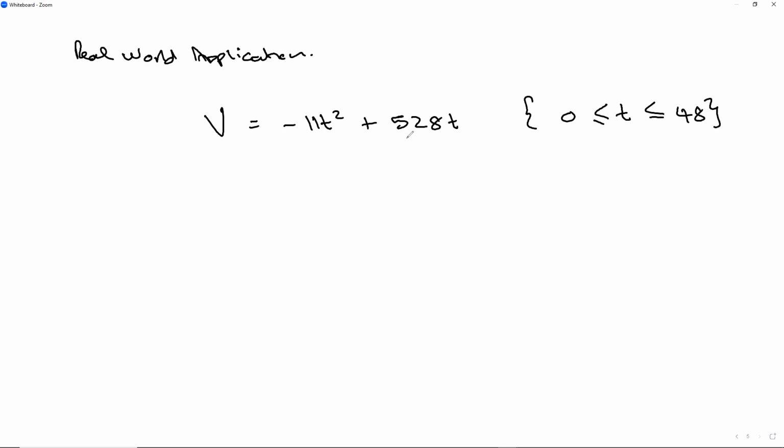So v is equal to negative 11t squared plus 528t, and we're saying that v represents the total number of viewers of, let's say, a YouTube channel online. And we're also saying that t represents the amount of time in months. Okay, so an application question.